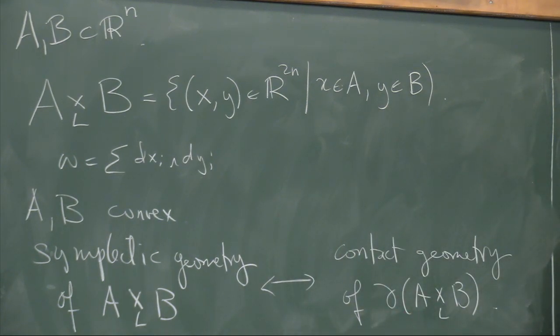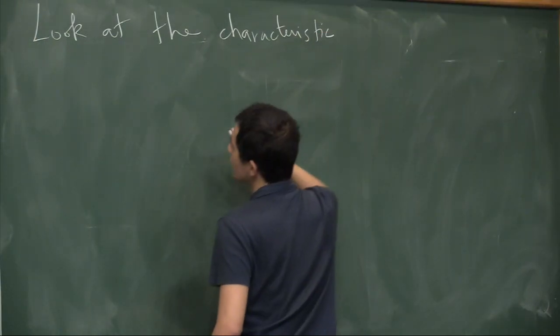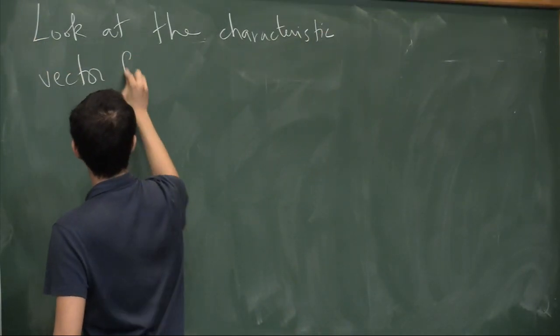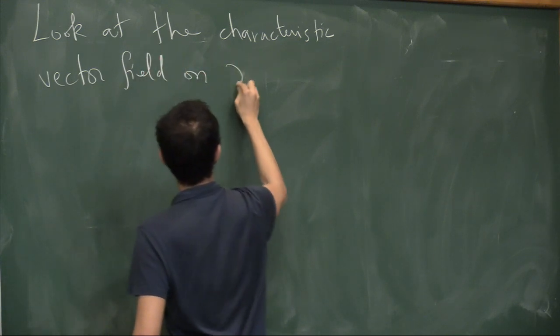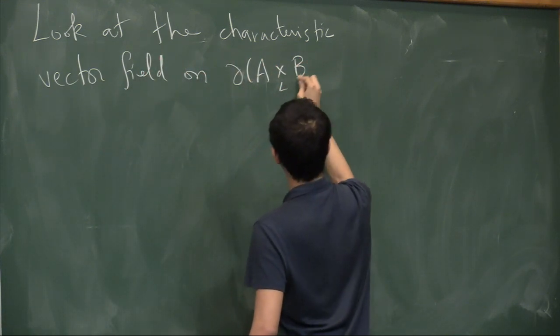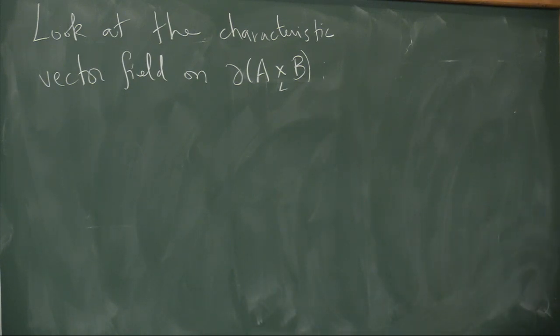So let's see, for example, that maybe the most important thing we would want to know is about the Reeb orbits. Or in other words, you don't even have to talk about contact geometry. You can just talk about the characteristic vector field. So that's the kernel of the symplectic form on the boundary. So we want to look at what's called the characteristic vector field on the boundary. And this is where things start to get interesting.